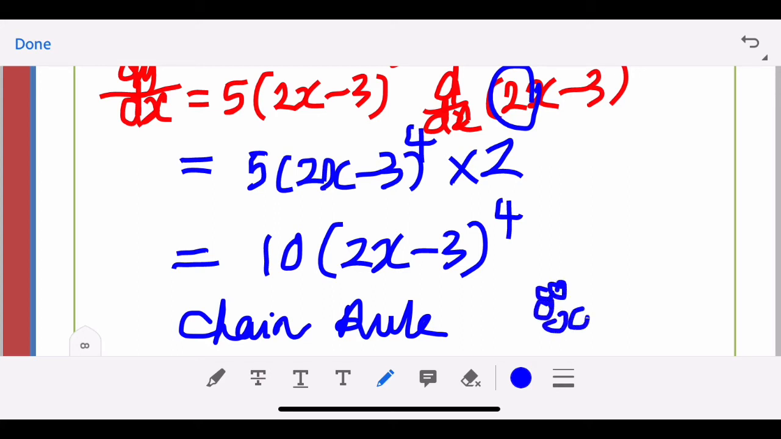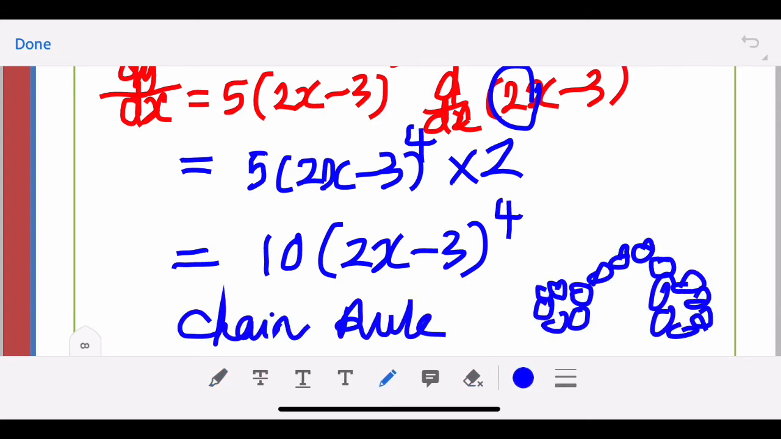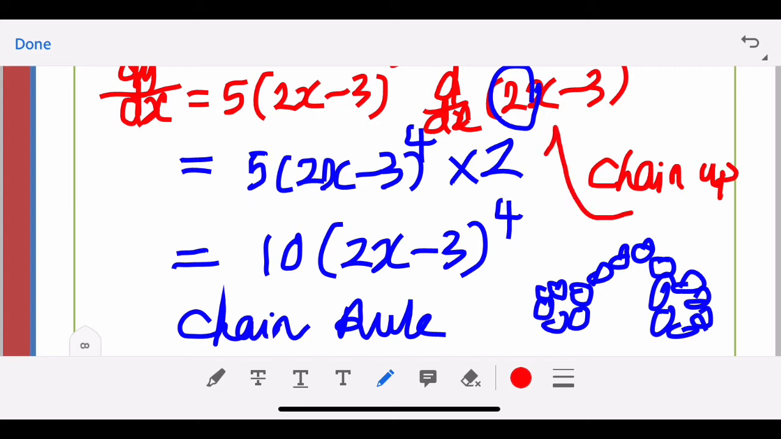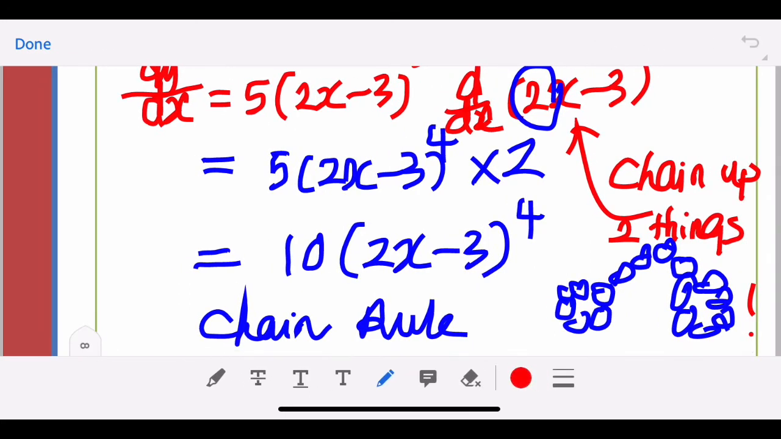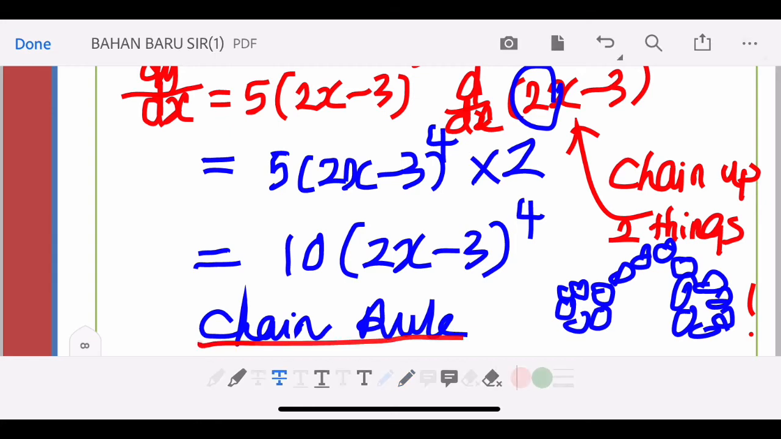Don't multiply the 10 into the bracket. For chain rule, always remember when you differentiate something, there are always two things. You copy the first one, then you have to differentiate the rectangle. There are always two rectangles you need to consider. Don't forget the second rectangle, you need to differentiate it. So that is the chain rule. For chain rule, there are two things, two rectangles, remember? Don't forget the second rectangle, you have to differentiate.